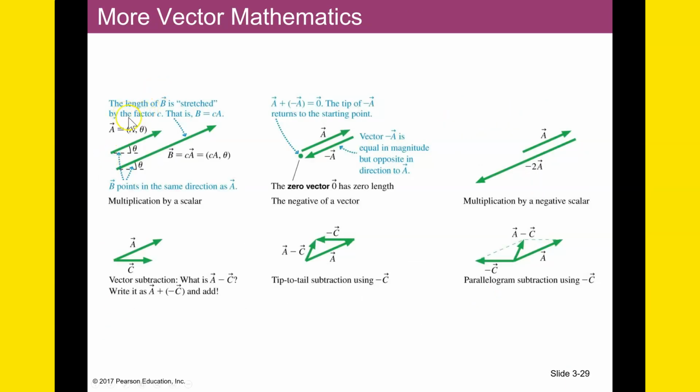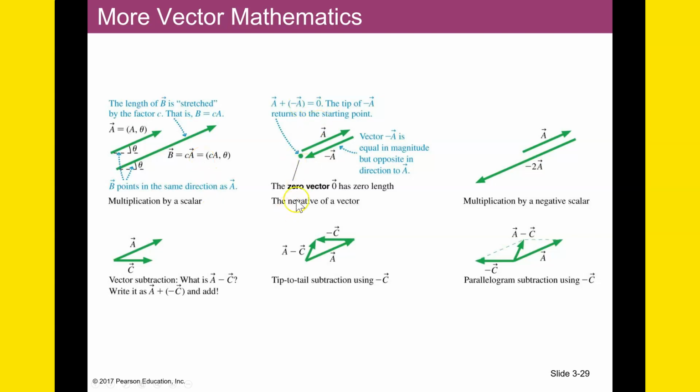More vector mathematics. The length of B is stretched. If you have this vector A and you multiply vector A by some scalar C, then vector A stretches or shrinks by a factor of C. If C is bigger than 1, it's going to stretch. If C is less than 1, it's going to shrink, proportional to that C. So if C was a 2, the length of the result would be twice as long as what it started as. If it was a 3, it would be 3 times as long. If it was a 1/3, it would be 1/3 as long.